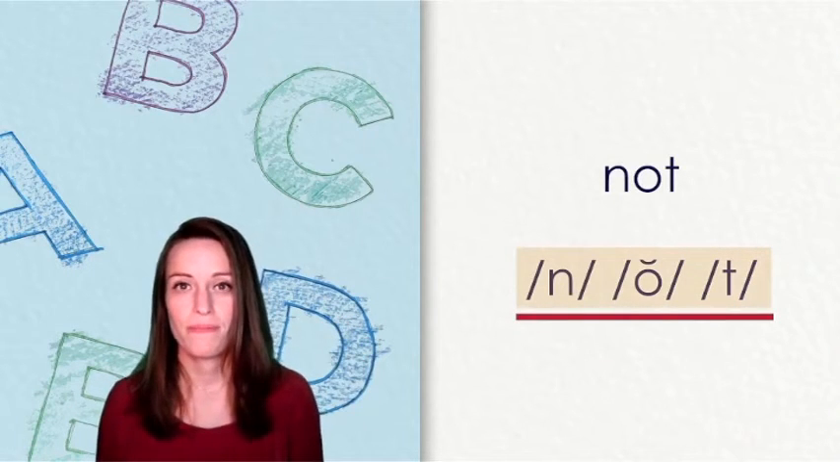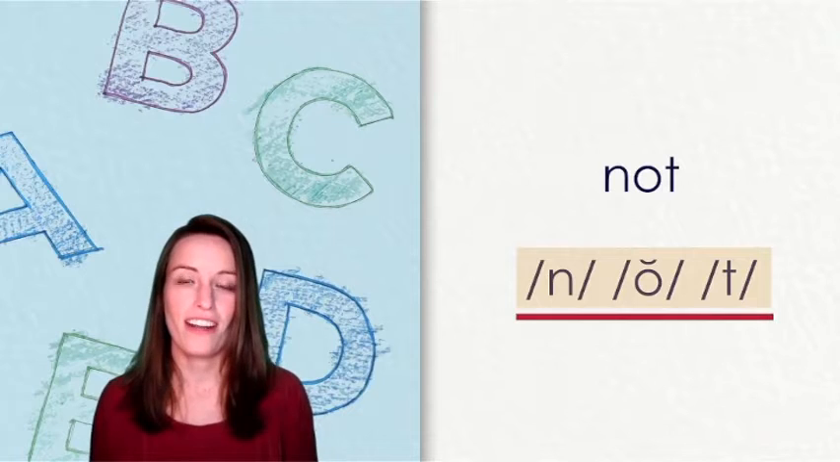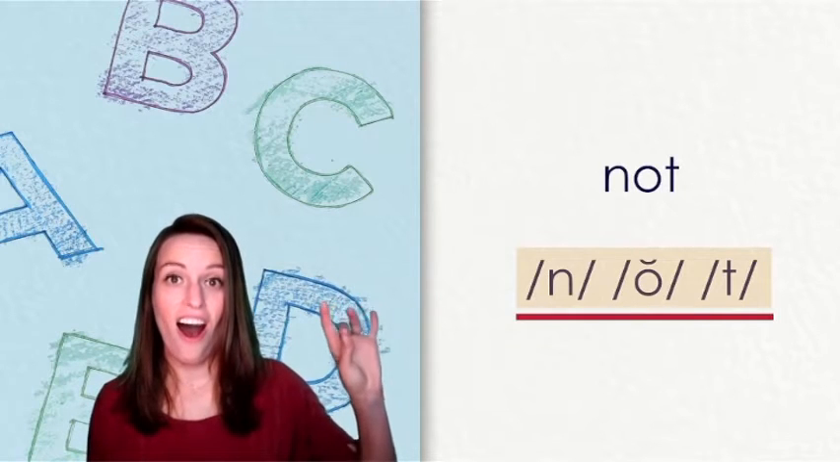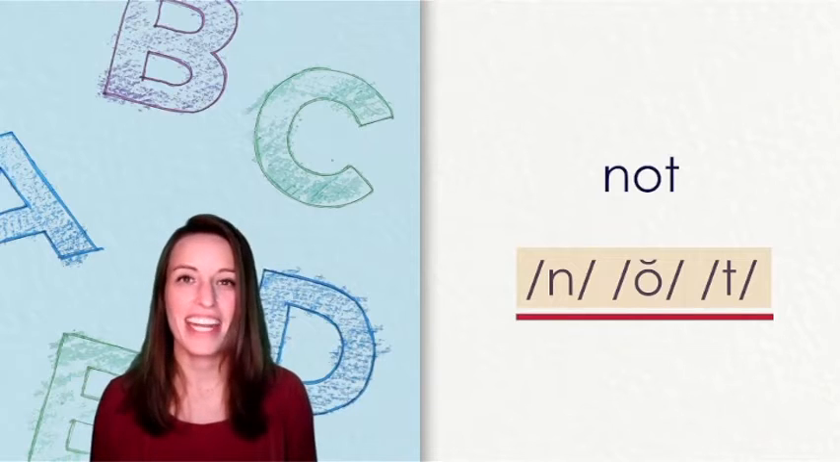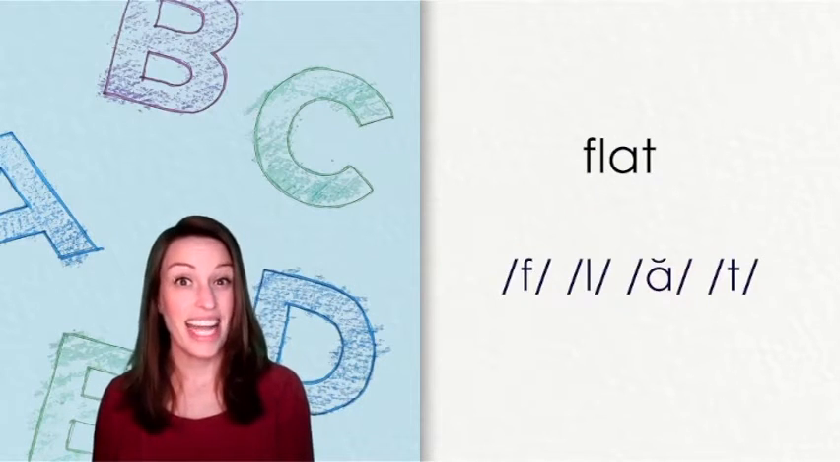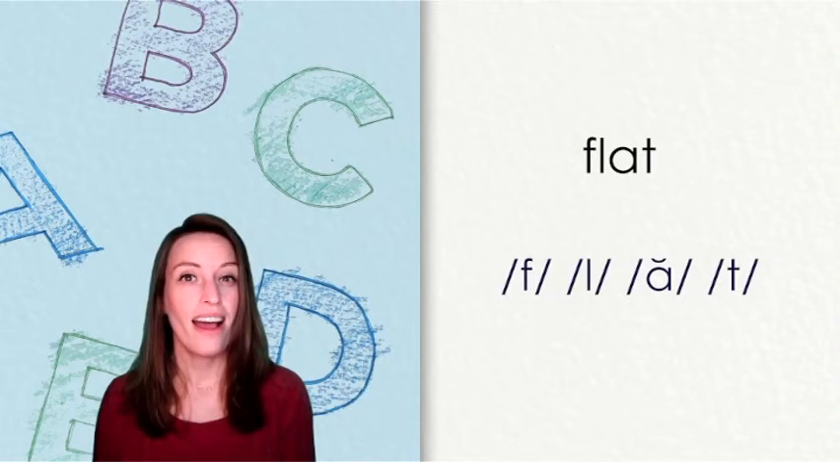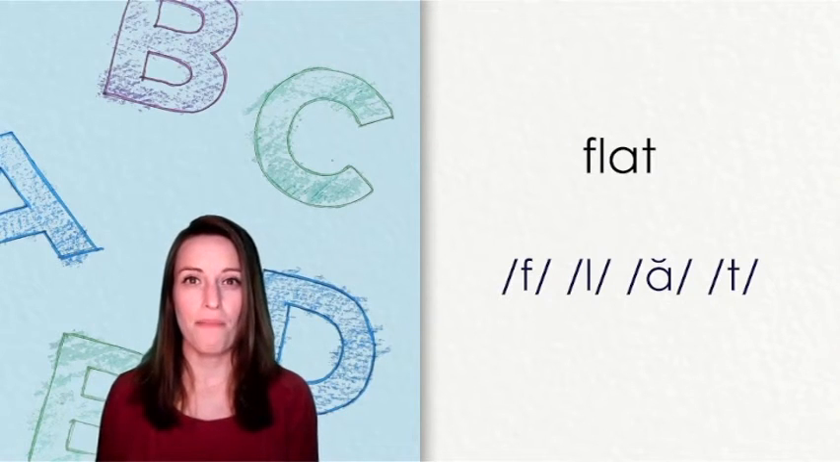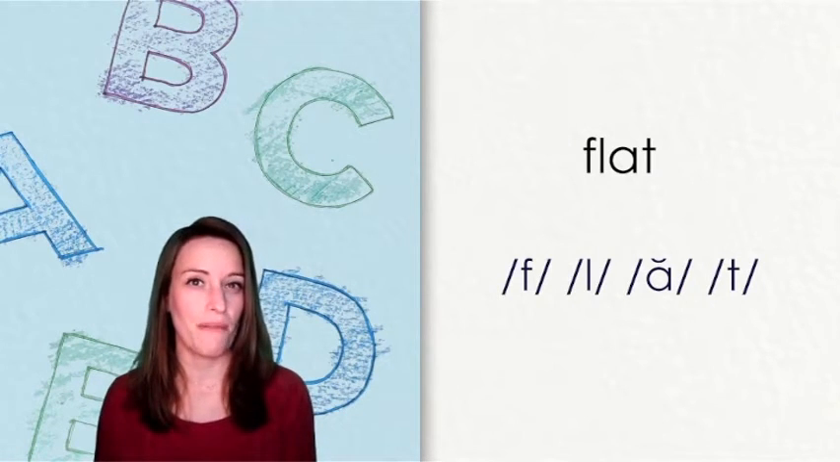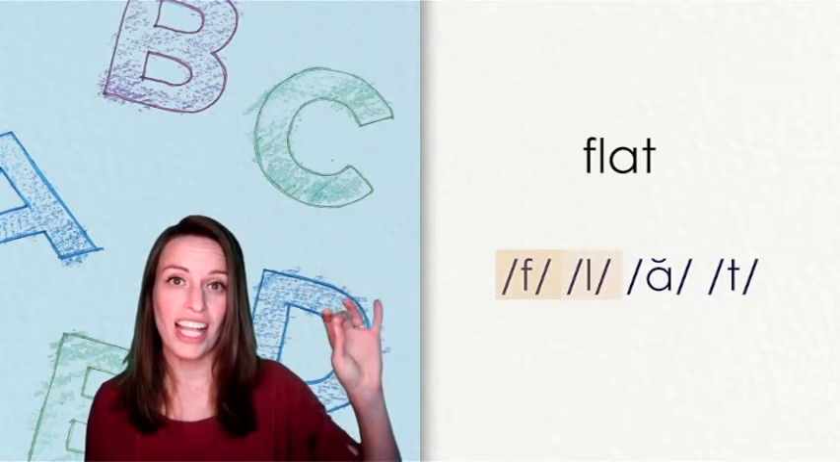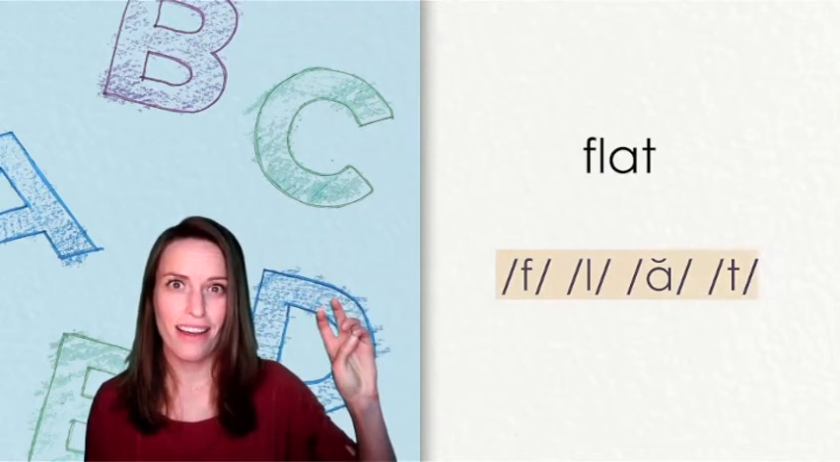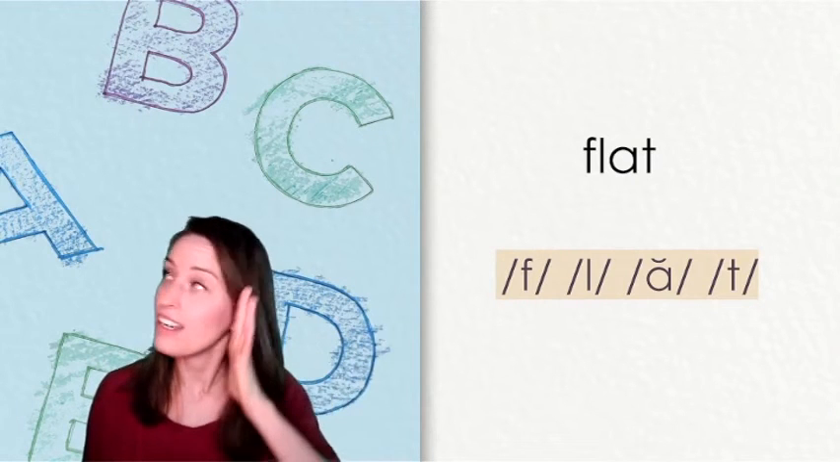Nice work. Now, it's your turn. N, a, t, not. Let's look at another word. This next word has 4 sounds. Listen closely while I tap them out, and then you can blend them to make the word. F, l, a, t. What word is that?